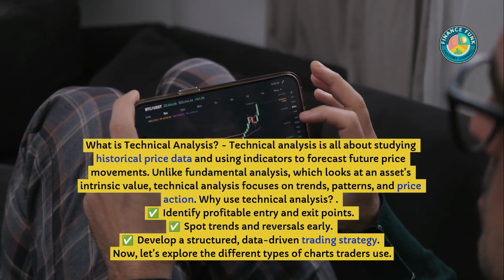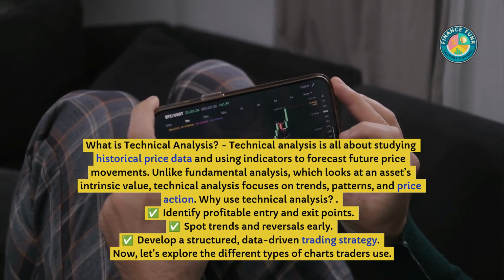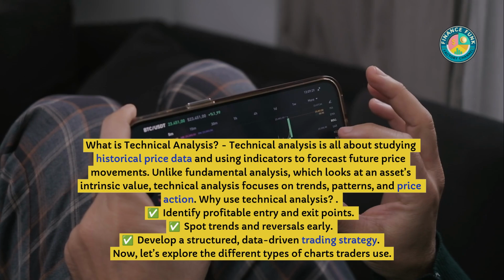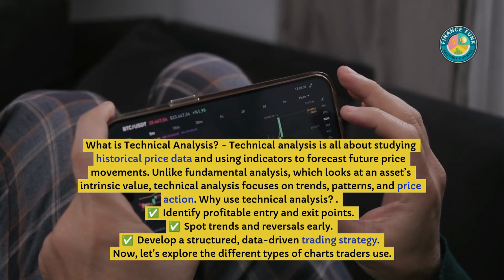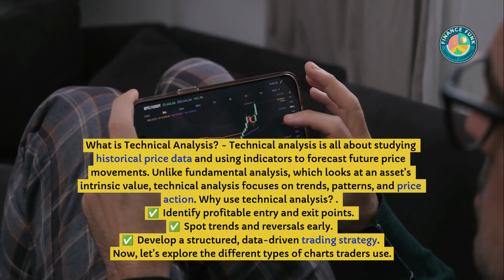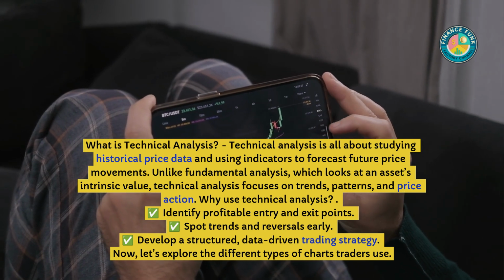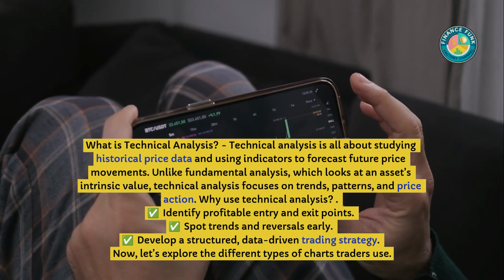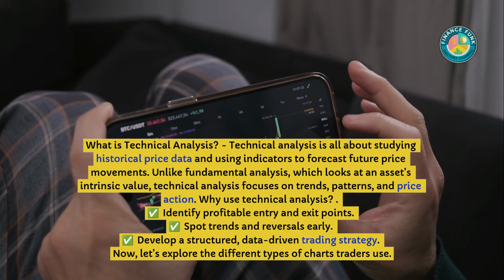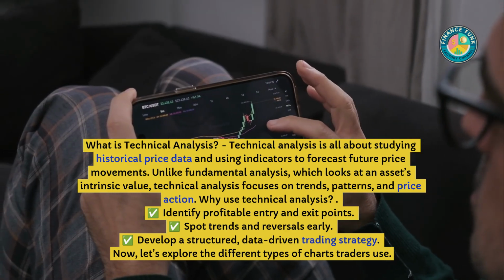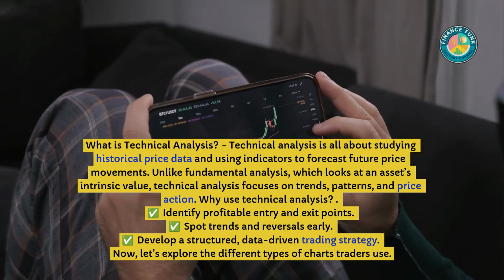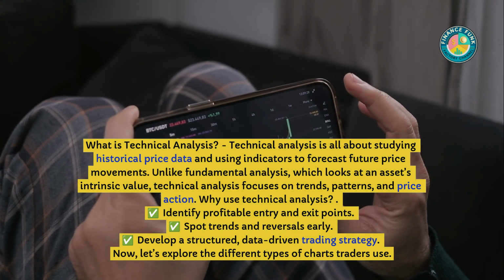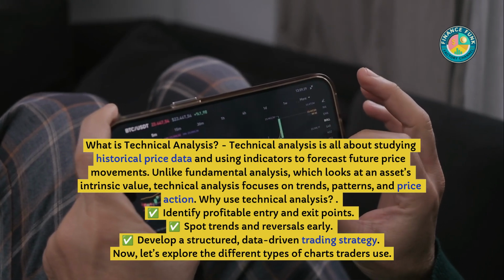What is technical analysis? Technical analysis is all about studying historical price data and using indicators to forecast future price movements. Unlike fundamental analysis, which looks at an asset's intrinsic value, technical analysis focuses on trends, patterns, and price action. Why use technical analysis? Identify profitable entry and exit points, spot trends and reversals early. Develop a structured, data-driven trading strategy.